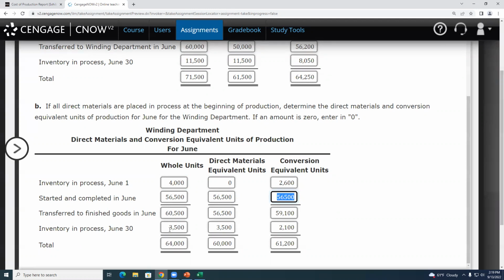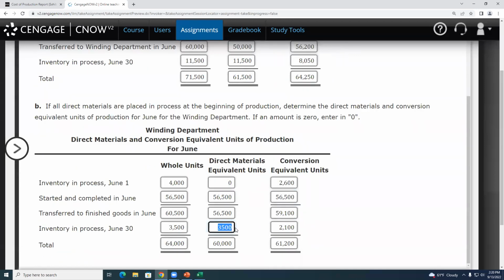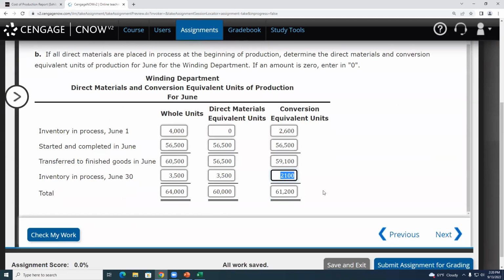Finally, the ending inventory, we were told it was 3,500 units and that they were 60% complete. So we added all the direct materials, but only 60% of the conversion costs, and that's where the totals come from at the bottom.